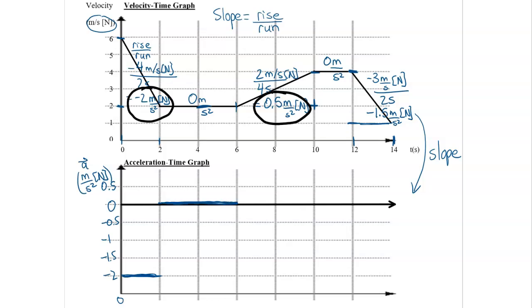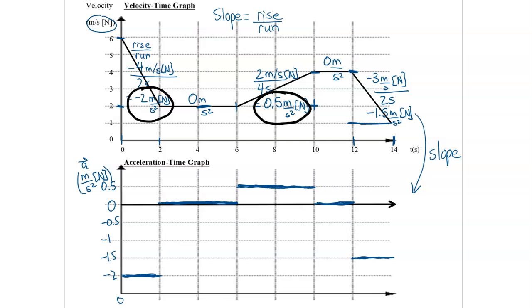And now we go to the next segment, which is 6 to 10 seconds, and we can see that the slope was 0.5. So we're going to draw a horizontal line at 0.5 on the acceleration time graph. And now we have 0 again from 10 to 12 seconds. And then finally from 12 to 14 seconds is -1.5. So we're going to go down here and draw a horizontal line right across there like so.